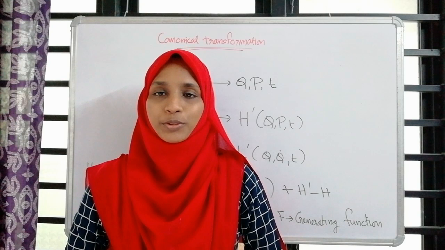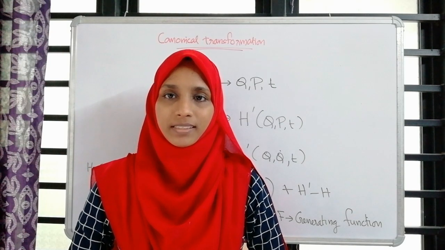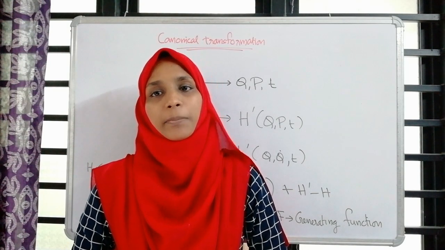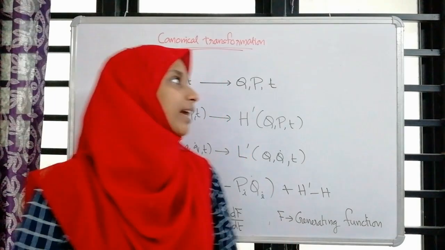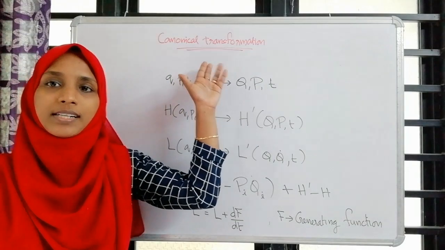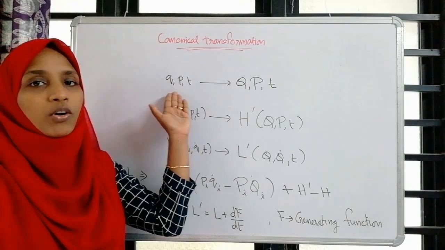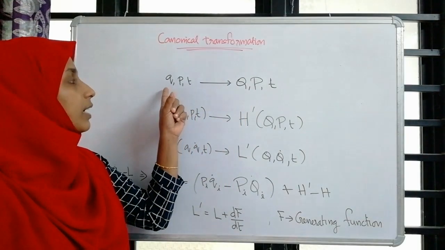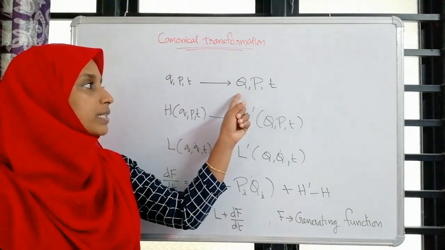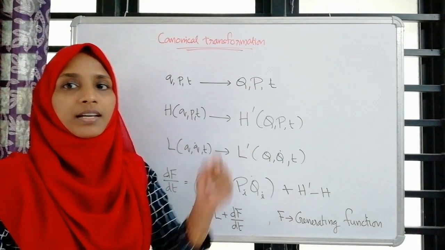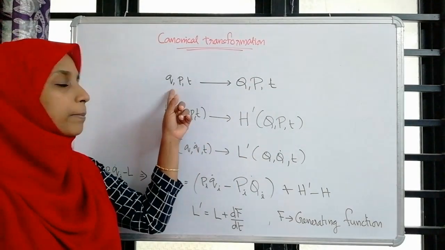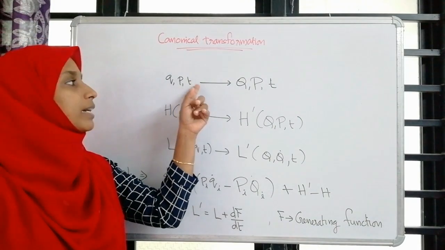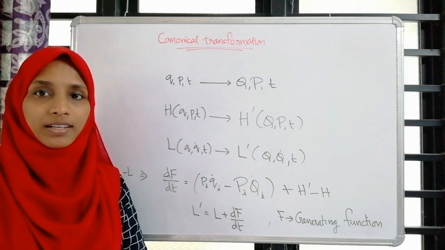Today we can go through the canonical transformation, its important equations and some problems. First, we know the canonical transformation is the transformation from the old set of coordinates to the new set of coordinates, that is q, p, t to capital Q, capital P, t. Here we all know q represents the position, p is momentum and t is the time correspondingly.